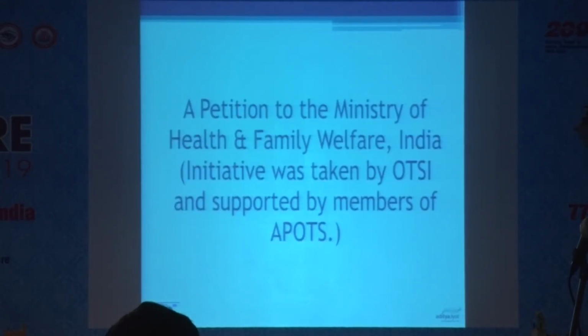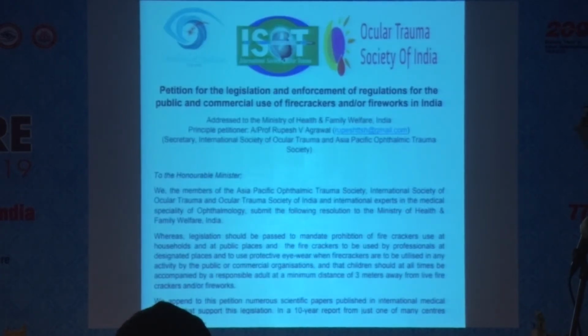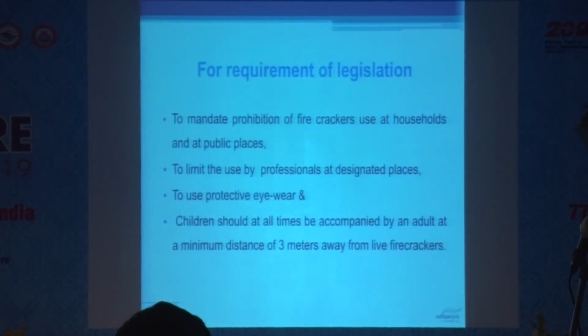A petition to the Ministry of Health and Family Welfare India, supported by the members of APOTS, was sent, totally prepared by Dr. Rupesh Agarwal, supported by Gangadhar, Caroline Chi and Professor Azad. But as you know, nothing moves in the government in spite of giving, and one of the things I am working on is to ban crackers in India. Somebody said that the Sivakasi people will come and maybe even kill you. But it's a fact: they are producing more harm than benefit, and child labor also goes on there. And now we have crackers from China more than from India.